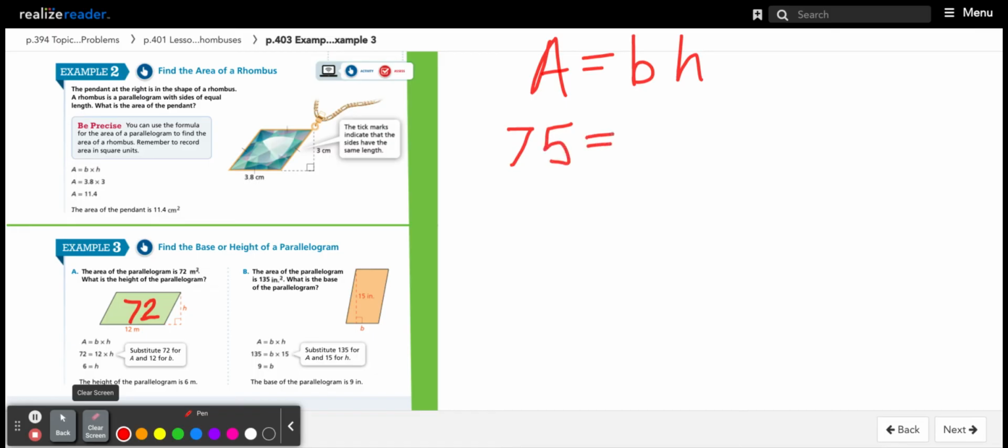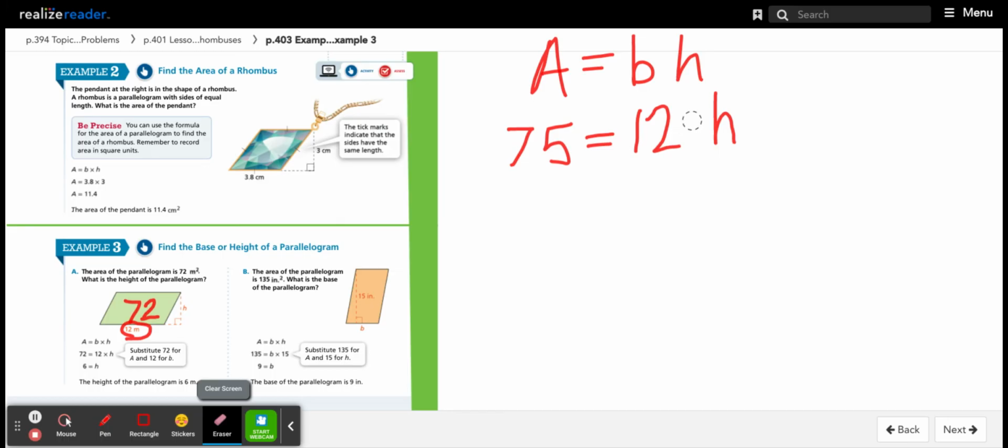The base, look at the picture, the base is 12 times the height. Do we know what the height is? We don't know what the height is yet, so we're still going to represent it with that letter H. It is an unknown value. So now we have 72 equals 12H. So now our goal is to solve for the height. We want to get that H alone. Now this is just a one-step equation. We know how to solve one-step equations.